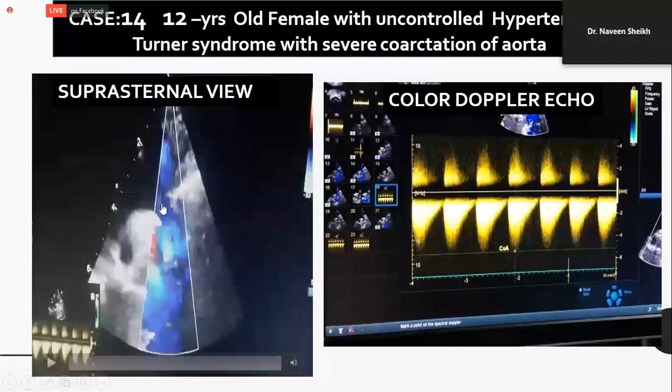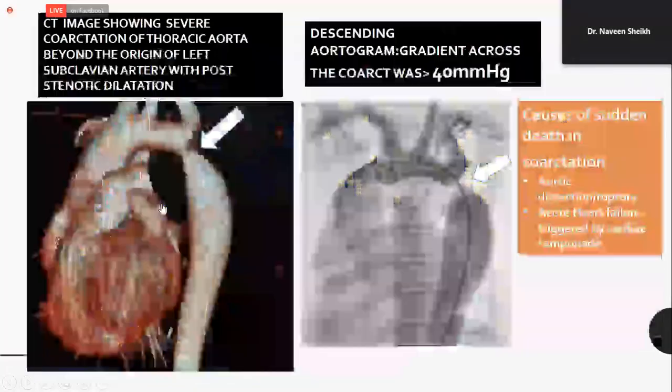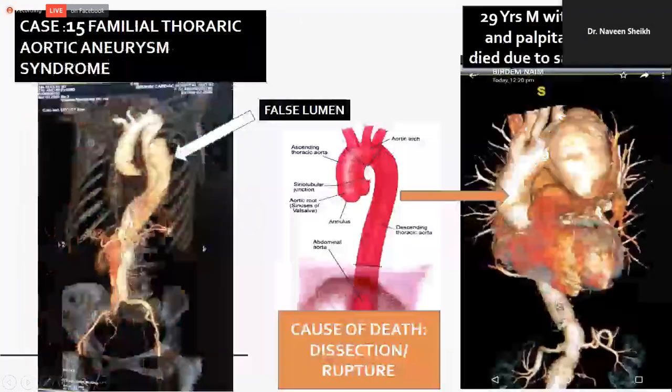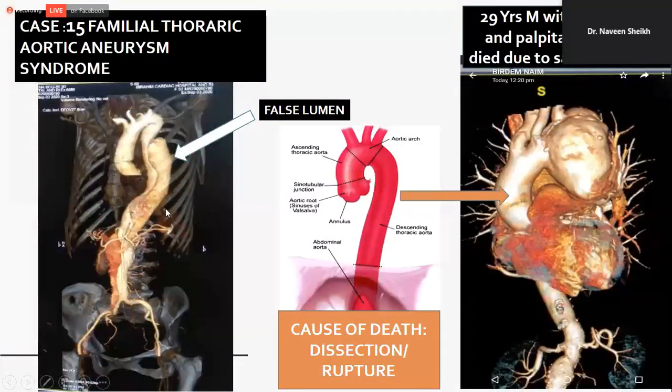Next case is Turner syndrome with short stature. Here we can see there is coarctation. Causes of death are dissection or rupture. My next case is familial thoracic aortic aneurysm. We can see the true and false lumen. The patient died, his father also died.